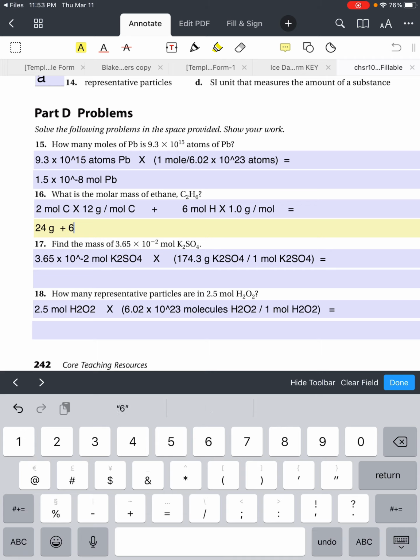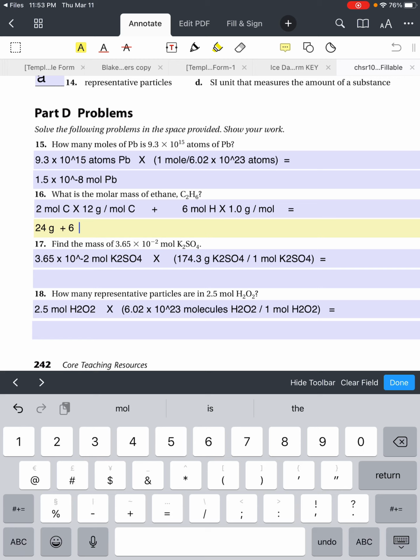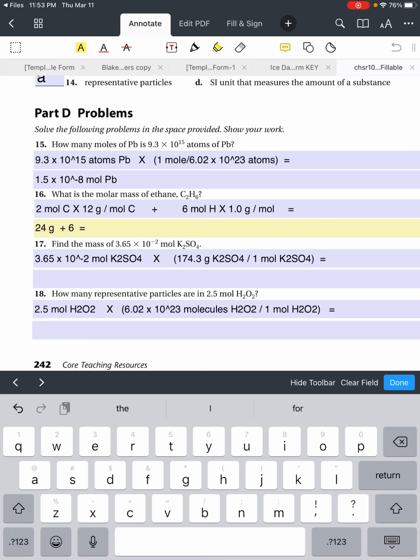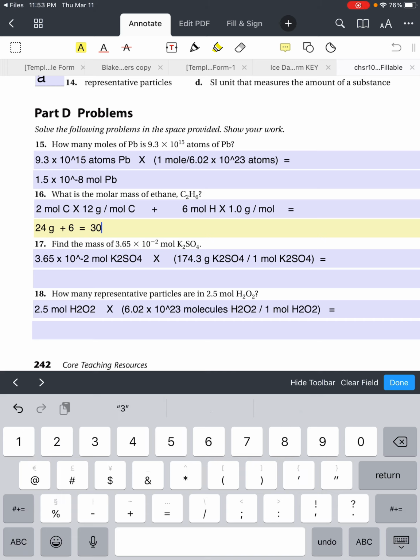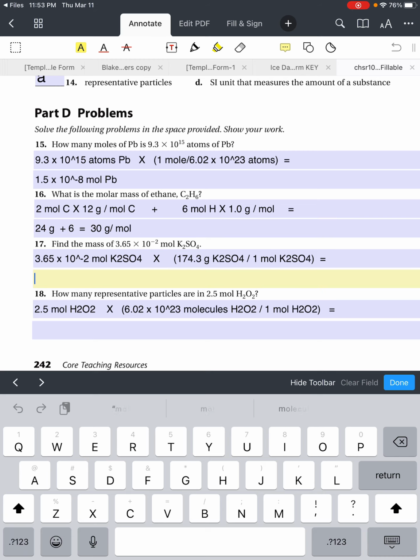And if you want the molar mass of ethane, it would be equal to 30 grams per mole. 24 plus 6, 30. And our units would be grams per mole. And that's your answer, 30 grams per mole.